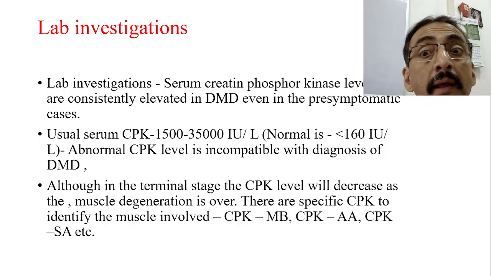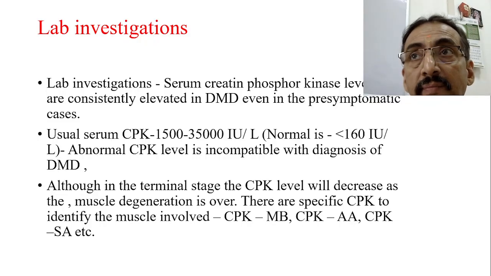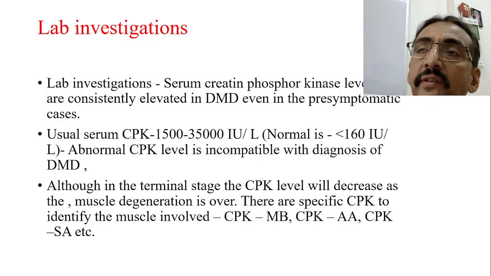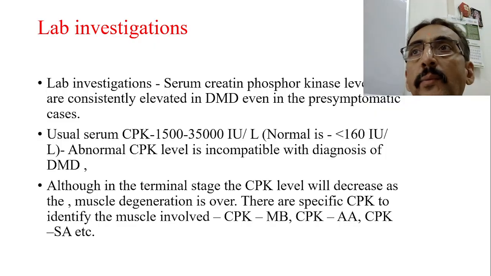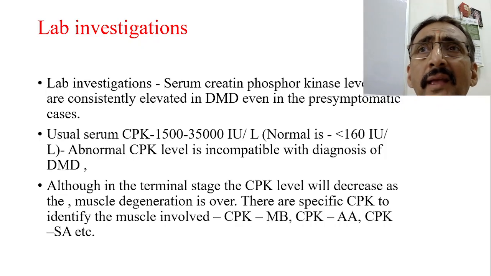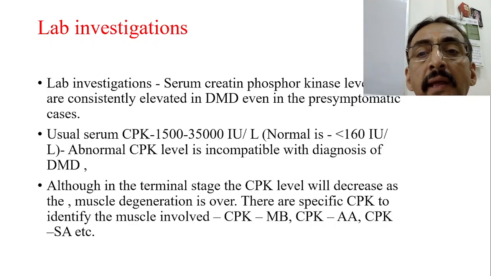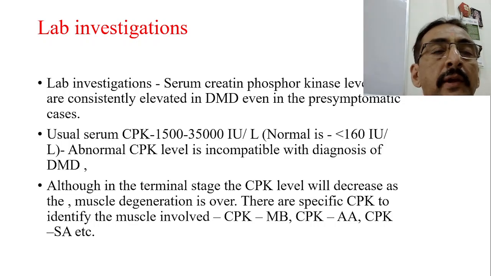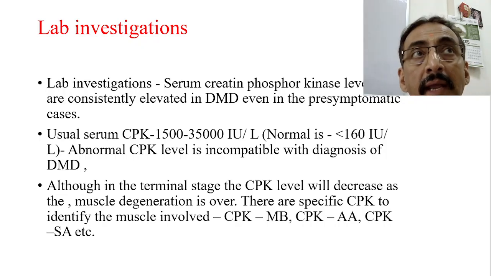Of course, CPK will increase in many conditions. In many other muscle problems CPK will rise, and just like alkaline phosphatase, it can also rise in thyroid problems, parathyroid problems, etc. But this is a guideline. If you want to identify at the earliest, serum CPK levels are consistently elevated in DMD at pre-symptomatic and symptomatic stages. Usually the serum CPK is 1500 to 35,000 international units per liter in affected cases.